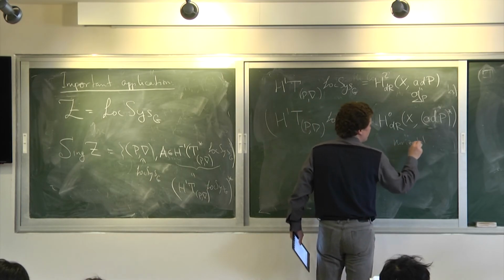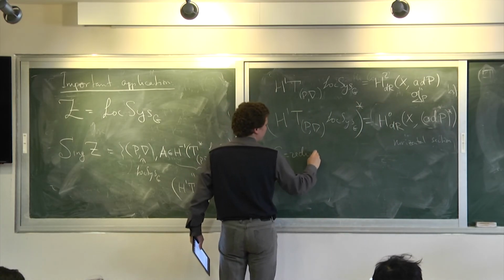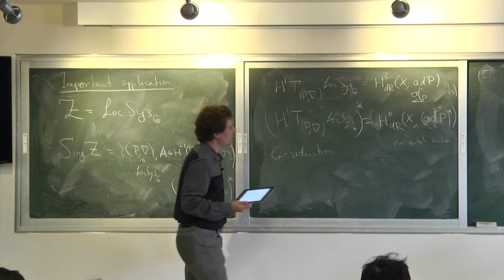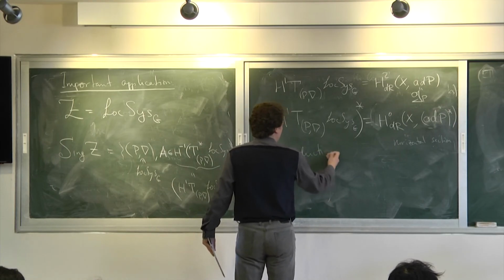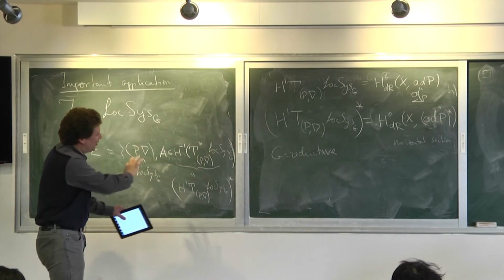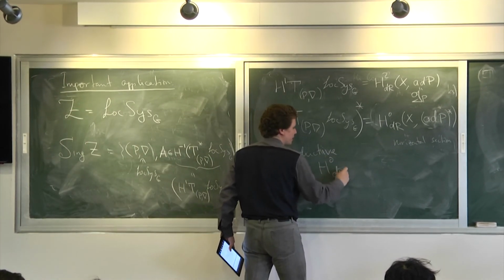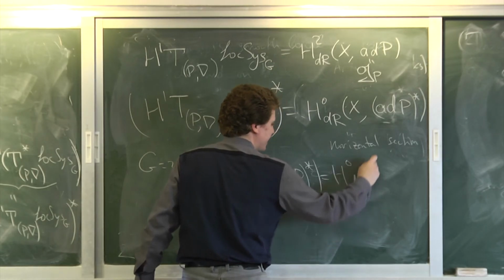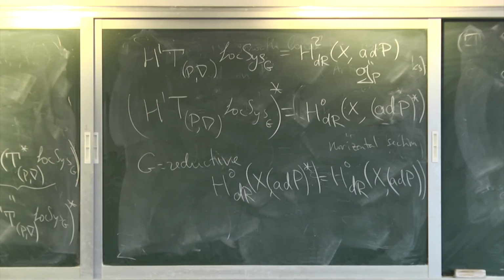Now, if G is reductive, which is the most important case for the geometric Langlands conjecture, then there's an invariant scalar product on the Lie algebra, and so this can be identified with the original adjoint P. So then this is simply a horizontal infinitesimal symmetry of my bundle with connection.